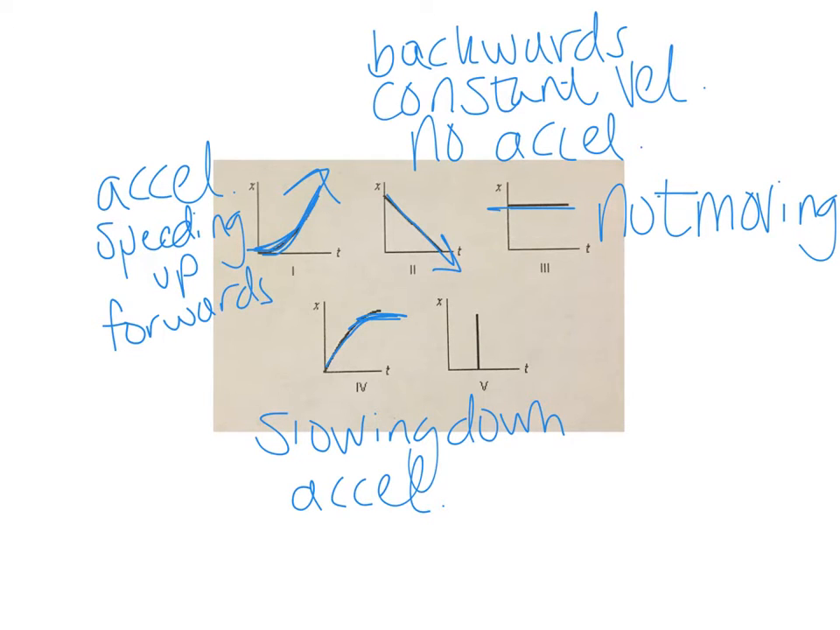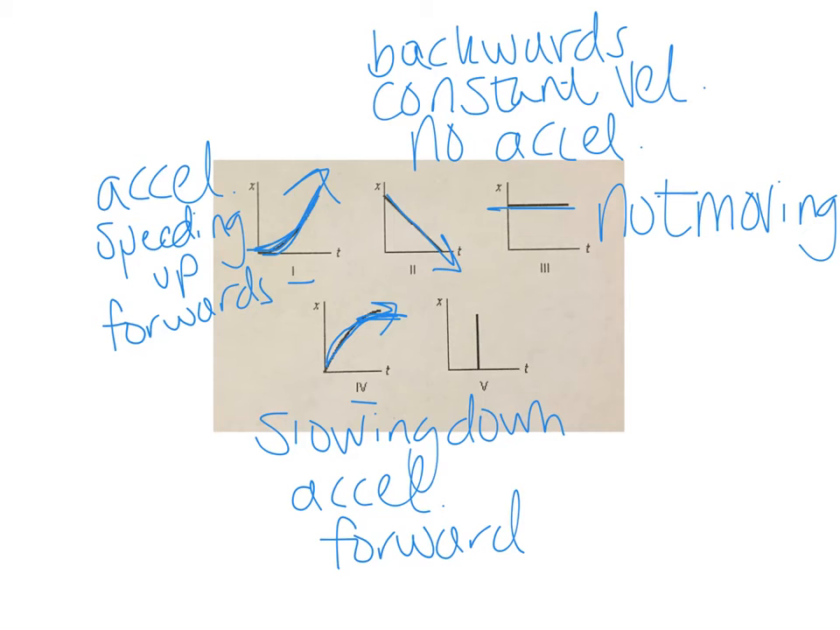So if I were to ask you which graphs are showing an object that's experiencing acceleration, you would say 1 and 4. They both are accelerating. One is speeding up, one is slowing down, but those both are types of acceleration. So it's slowing down, it's accelerating, and it is moving forward, because if this was an arrow, it's still headed up on the graph, so it is moving forward.